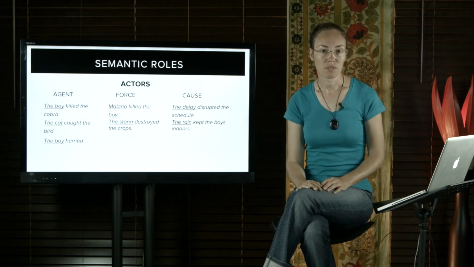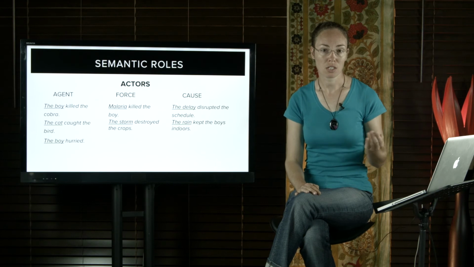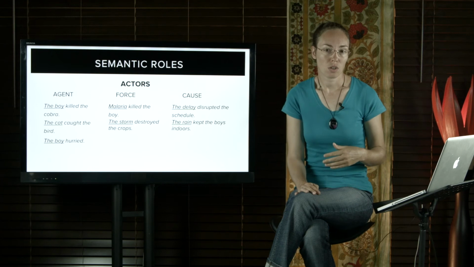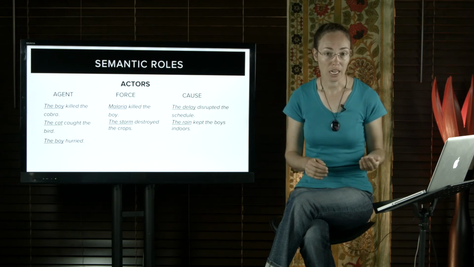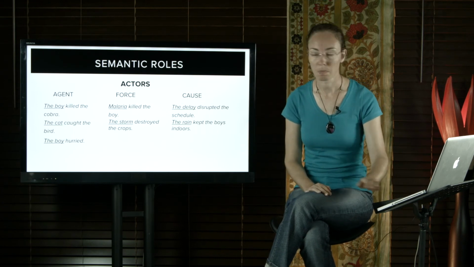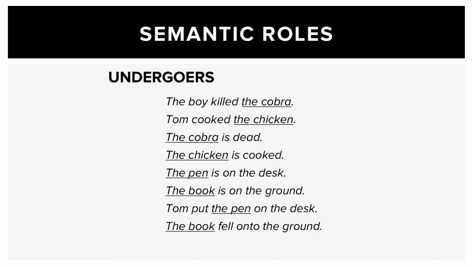Now here are some examples of sentences with undergoers marked. The undergoer is the person or thing having the action done to it. Undergoers can also be undergoing a change of state or location, or be described as being in a particular state or location. So the boy killed the cobra. Tom cooked the chicken. The cobra is dead. The chicken is cooked. The pen is on the desk. The book is on the ground. Tom put the pen on the desk. The book fell onto the ground.